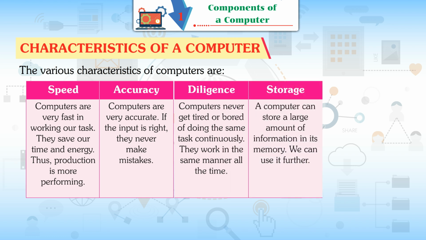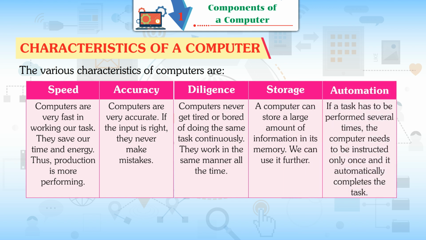Storage. A computer can store a large amount of information in its memory. We can use it further. Automation. If a task has to be performed several times, the computer needs to be instructed only once, and it automatically completes the task.